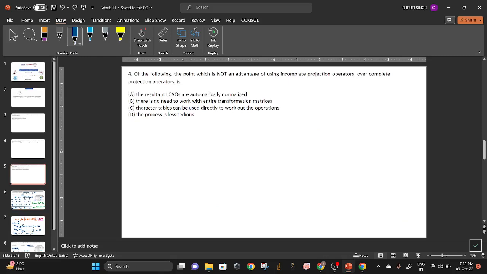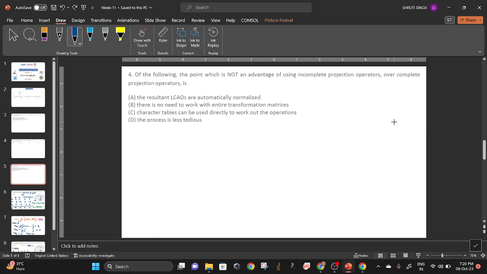The fourth question is: which point is not an advantage of using incomplete projection operators over complete projection operators? The answer to this is slightly confusing for me as well. The answer is the first one: the resultant LCAOs are automatically normalized. I don't know why it is not an advantage, but the answer is this only. But the other things are definitely an advantage, that there is no need to work with the entire transformation matrix.